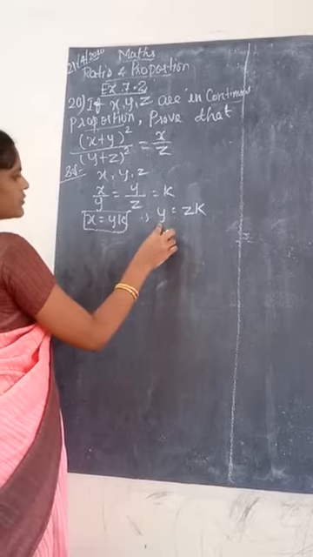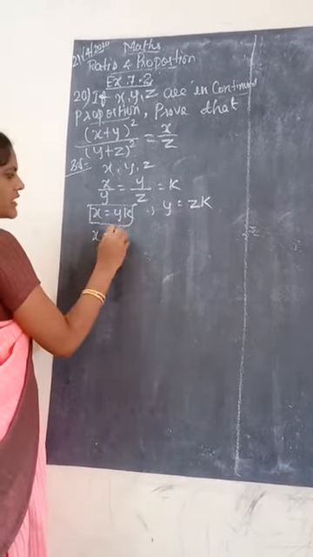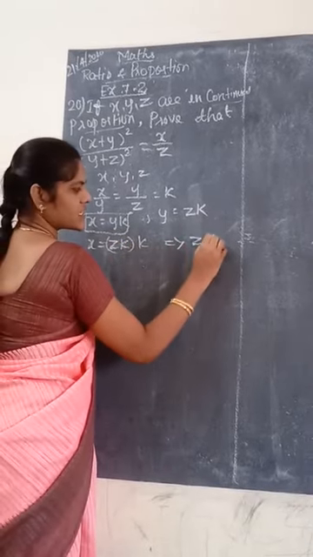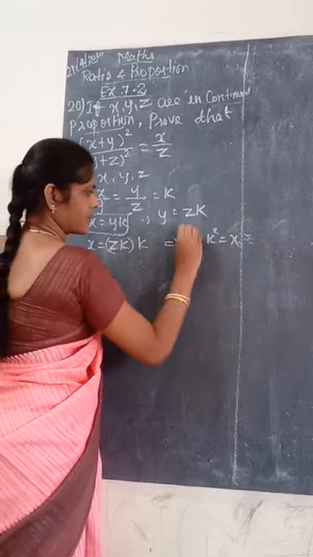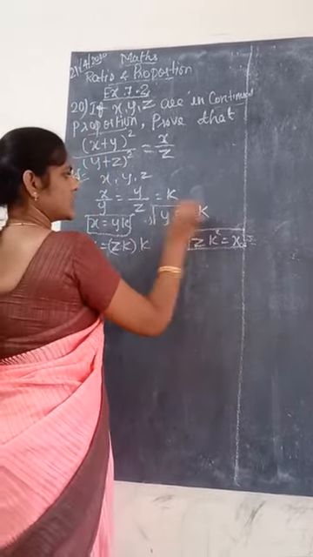So what is y value? y equal to z k. Substitute k. x equal to y value, z k, into k. So equal to z k square. That is the value of x. So x value is z k square, y equal to z k.